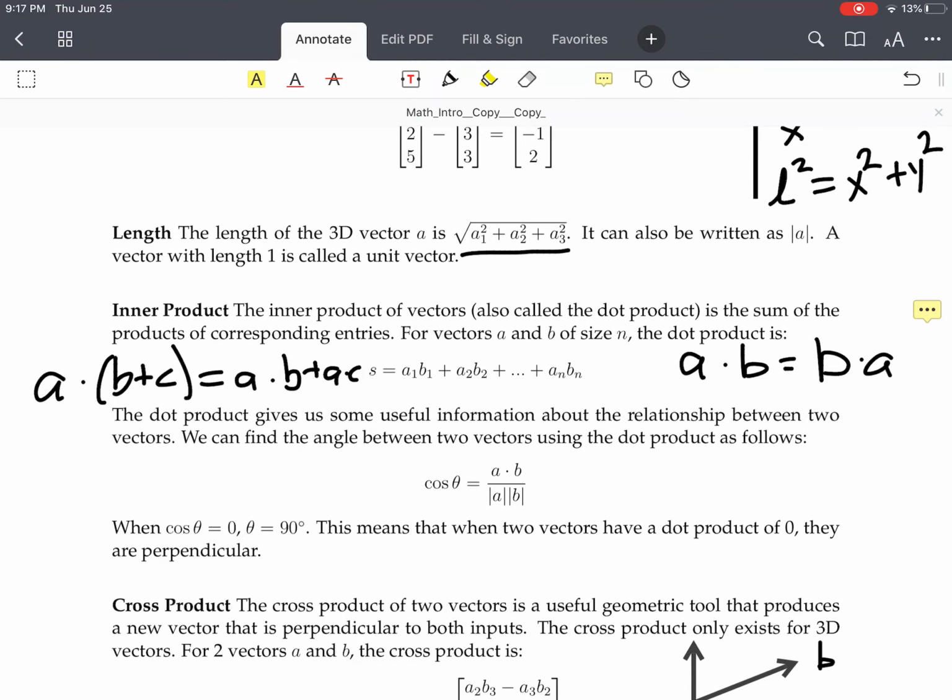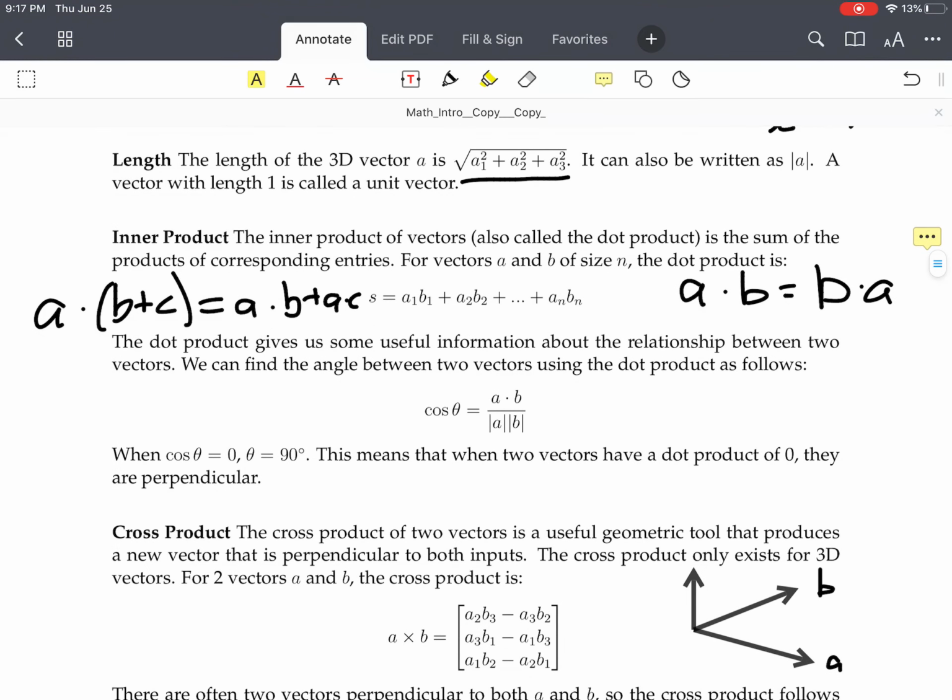Okay, and so another really useful part of the dot product is that we can use it to get information about the angle between two vectors. And this angle is often used in graphics. It's quite important, so the dot product is also used a lot. And so the formula to do that is this one right here. It says cosine theta is equal to the dot product of a and b divided by the magnitude of a times the magnitude of b. And so that's just a formula, good to remember, good to keep in mind.